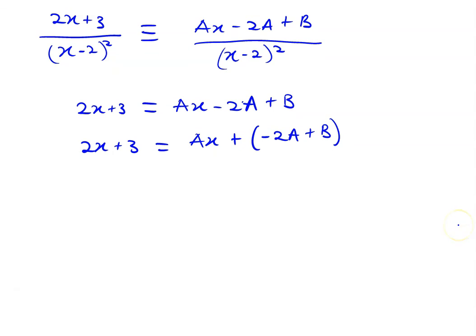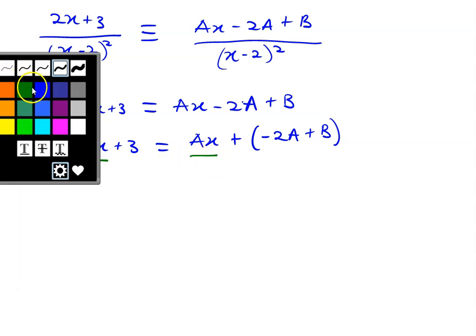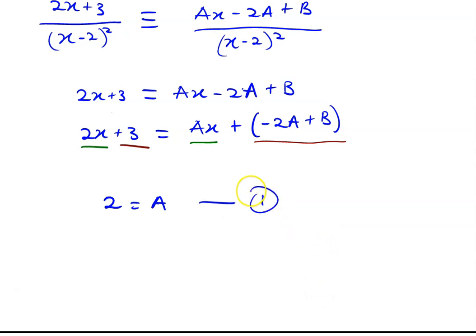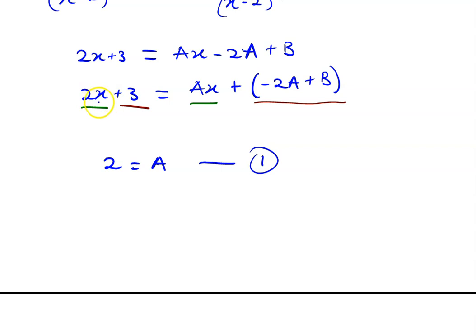Looking at this, it's very clear to compare. I can compare the coefficient of x over here with the a here. Then I can also compare the constant here with the whole of the constants at this point. So it's now easy to simplify. I'll get 2 is equal to a. That's the first equation, equation 1. That's the coefficients of x. Then with the constant side, I'm going to get 3 is equal to minus 2a plus b.